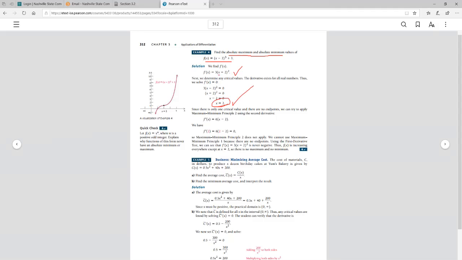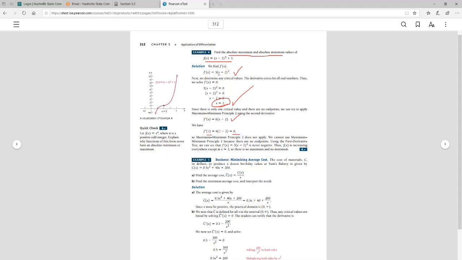Since x is equal to 2 is the only critical value, I'm going to investigate the second derivative at 2. If you take the derivative of the first derivative, that would give you the second derivative, which is 6 times the quantity of x minus 2. And if you plug 2 in, you get 0. Well, that's not good, because the maximum minimum principle 2 says that if the second derivative at the critical value is positive, it's concave up and a minimum. And if the second derivative is negative, it's concave down and a maximum. Well, here the second derivative at the critical value is 0.